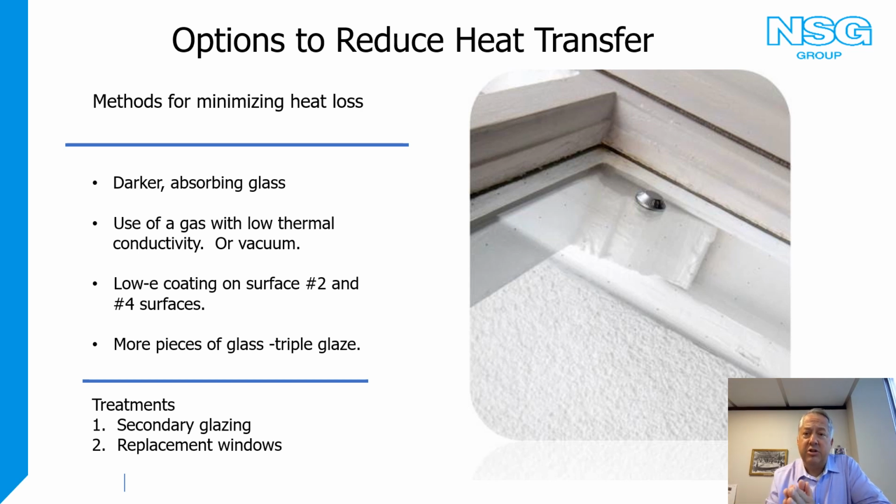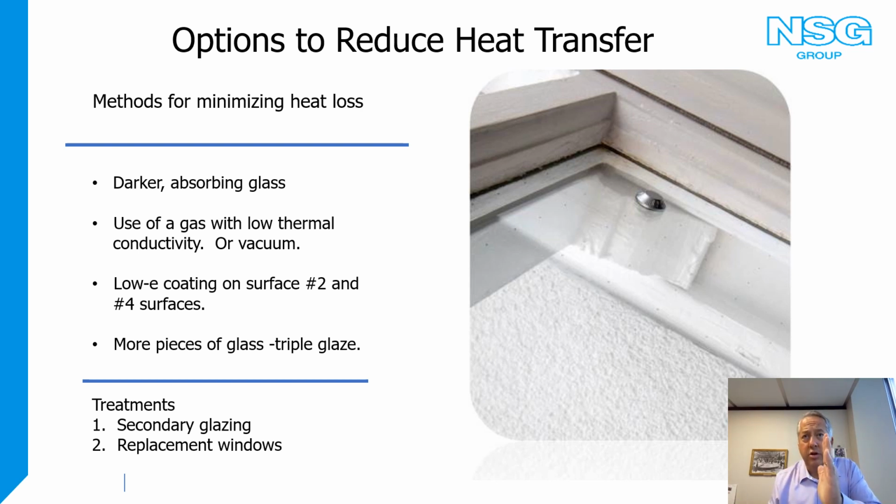To reduce heat transfer, you can go to a darker, more absorbing glass that reduces your heat transfer. For the gas that's in there, you can use a better gas. When you go from air to argon to krypton, those bigger molecules do less heat transfer. And if there's a vacuum, you have no heat transfer mechanisms. That's about 70% of the mechanisms of convection and conduction. That percentage is about 70% of the overall heat transfer.